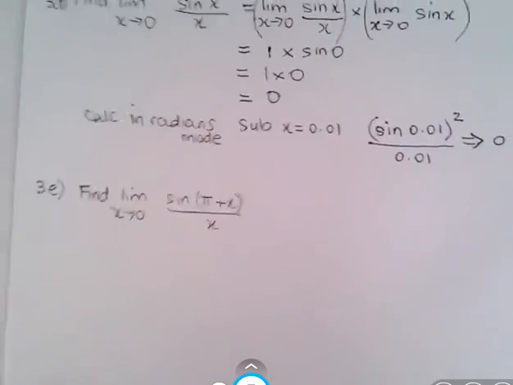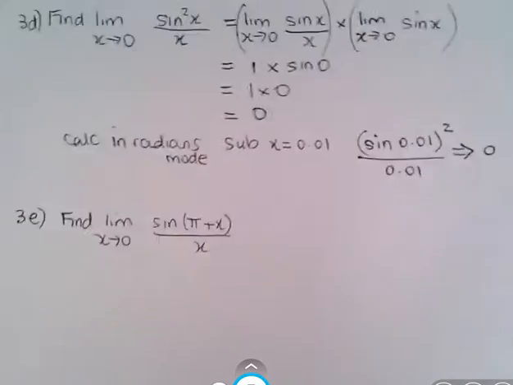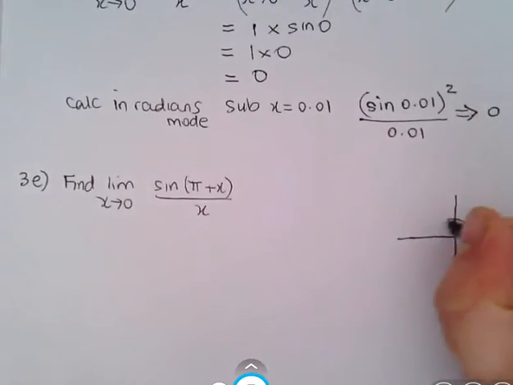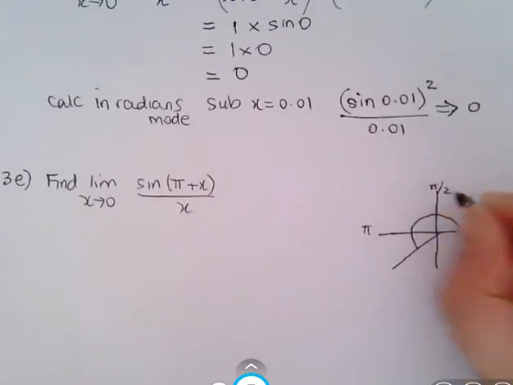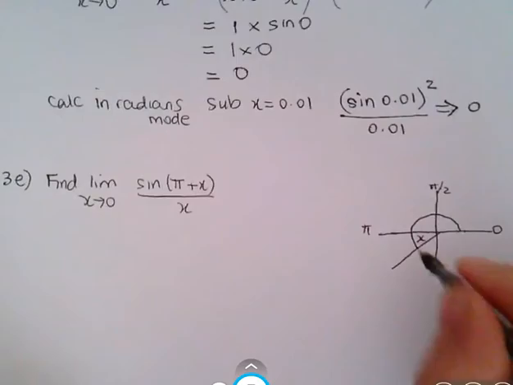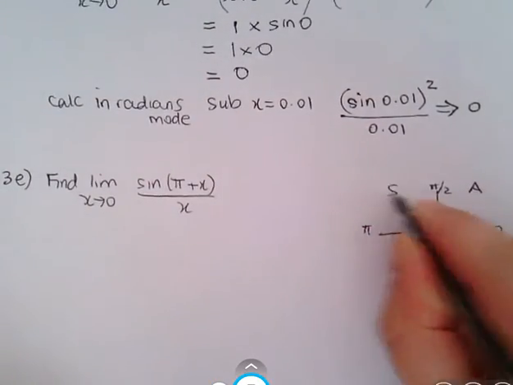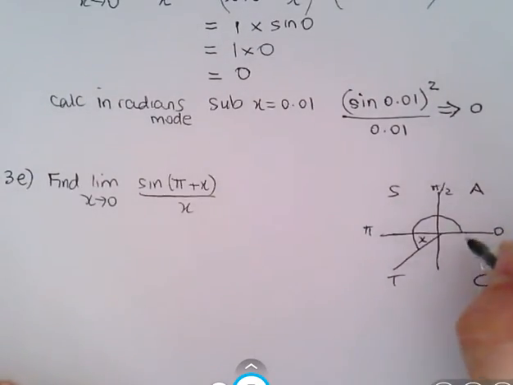Okay, this question here, 3e, very similar to this other one up here, but you need to do a sketch. So where is the sine of pi plus x? Now that is quadrant 3. So here's 0, this is pi, that's pi and 2. Okay, so pi plus x means that this little angle in here is x. This acute angle here is x. So we've got all stations to central, and we know that sine is negative in quadrant 3.